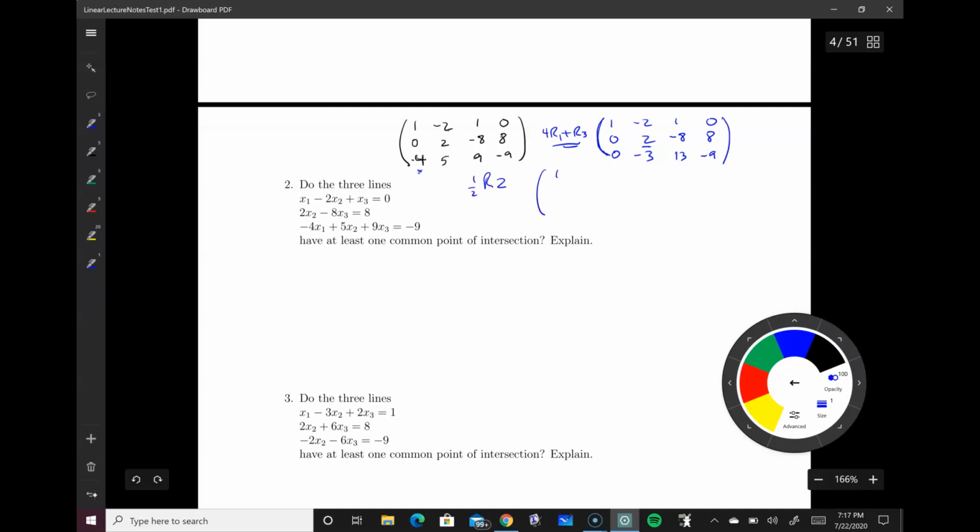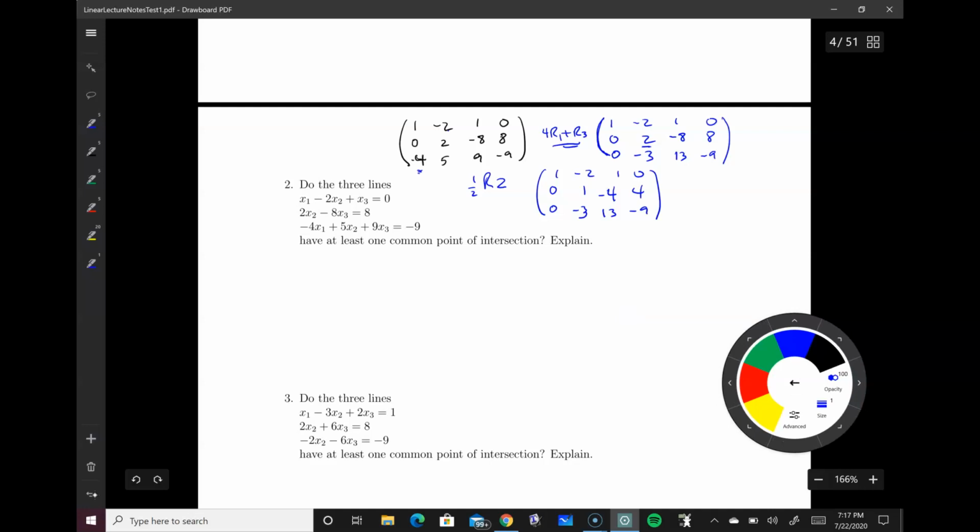So carrying everything along, I'd really highly suggest you do one operation per row. Oops, what happened here? Negative 4 and 4, and then 0, negative 3, 13, and negative 9. Okay, so now, oh, that's what happened. All right.